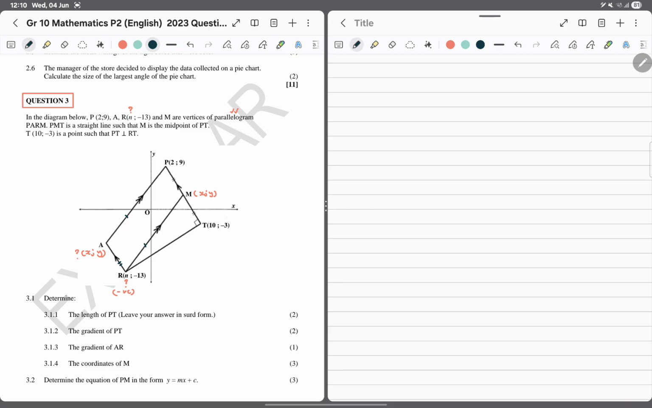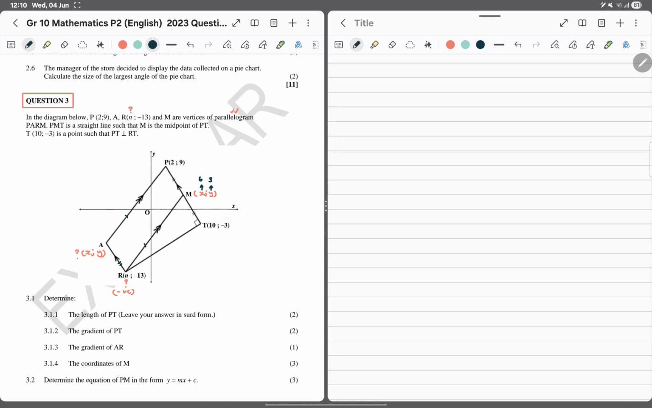So now let's sit back. What can we do with this? Well, M is easy. We can use the midpoint formula there to get things done. So it's 10 plus 2, which is 12 divided by 2. That's 6. This is going to be minus 3 plus 9. That's 6 divided by 2. That's 3. So we can find the coordinates of M easily.